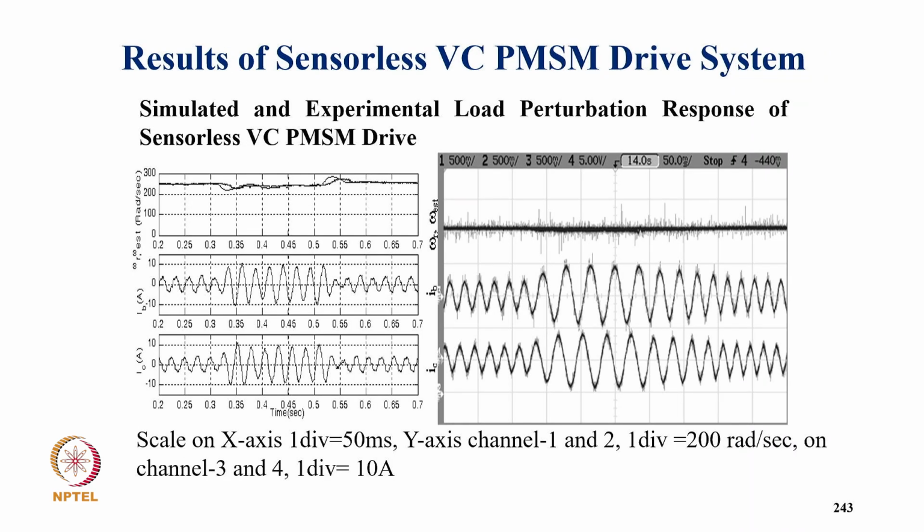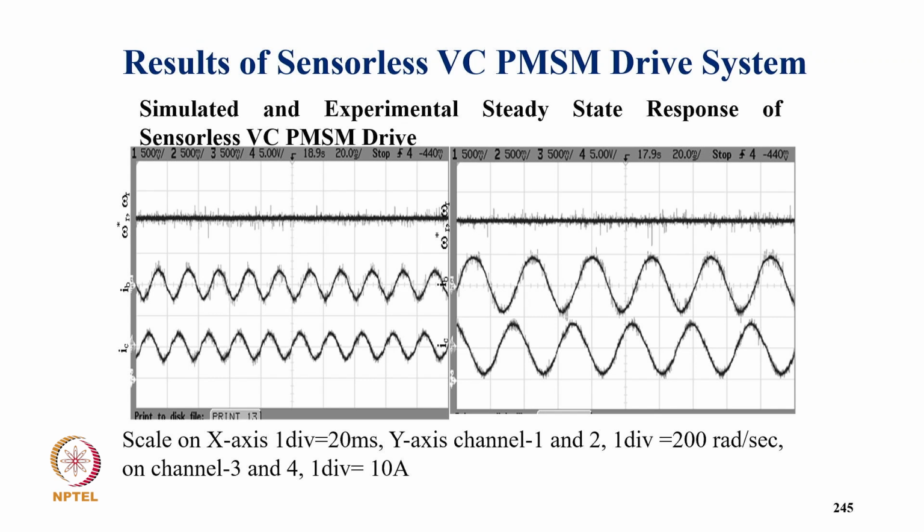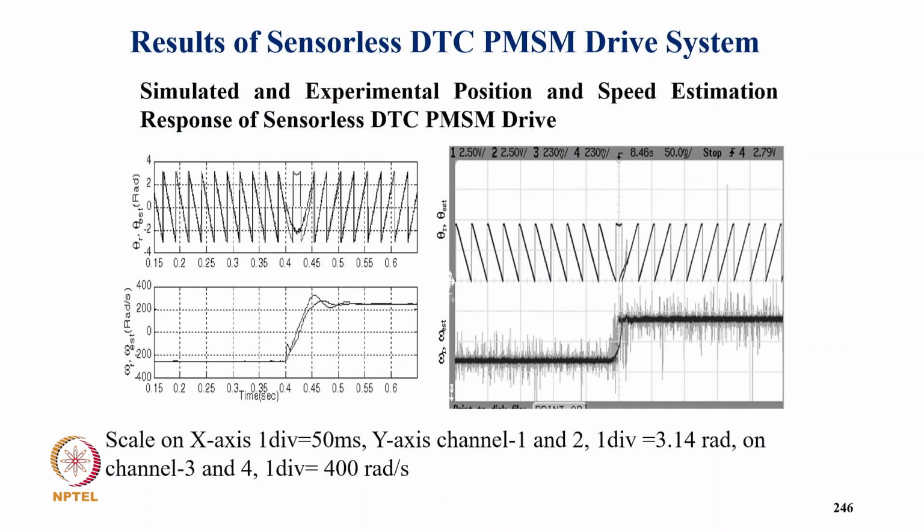This is for load application and removal in both cases, and this is typically for the reversal. So you can clearly see how the reversal takes place from minus 200 radian per second to plus 200, in experimental and simulated, and the current phase is changed. And this is typically your I alpha, your steady state voltage, the speed and reference speed and the two-phase current.